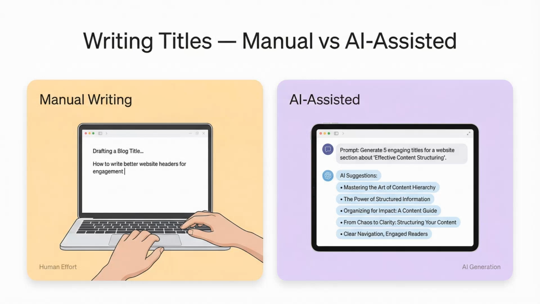When it comes to actually writing your titles and paragraph content, you have two options: write them yourself or use an AI tool to help generate them. Both are completely valid. For learning purposes, the instructor uses existing content from the project rather than generating new text. The focus is on structure, not copywriting.